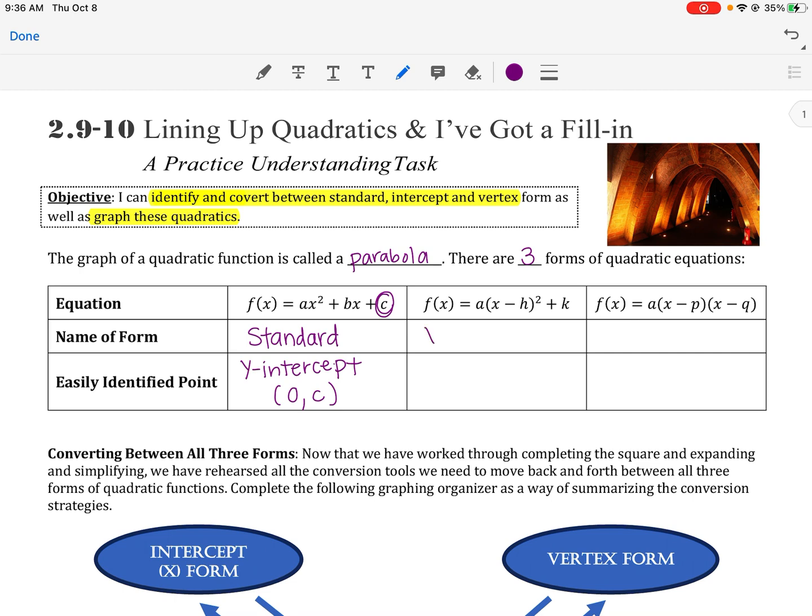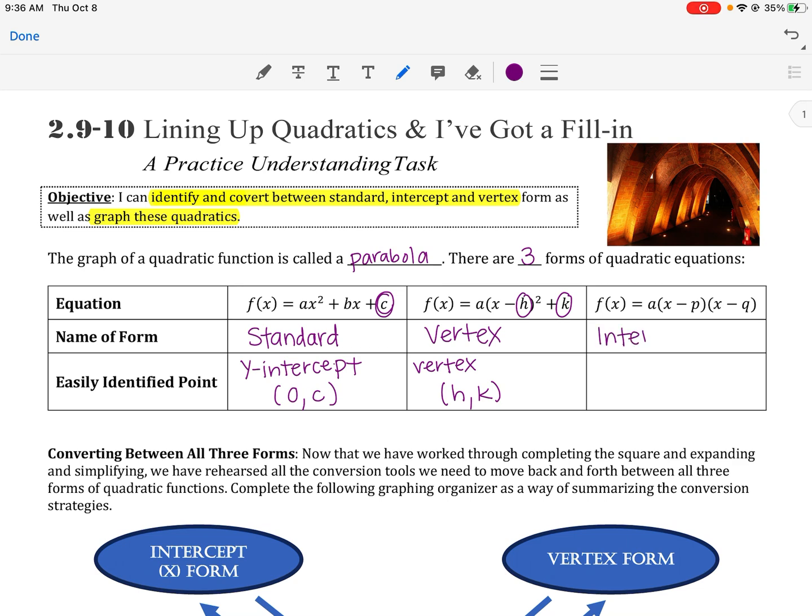This next one we call vertex form. So guess what point's going to be easy to identify? The vertex. And remember, that does come from the h and the k in the equation. The one thing to remember about the h, it's the opposite of what you see, because notice the equation has a minus in it. This last one is new for you.